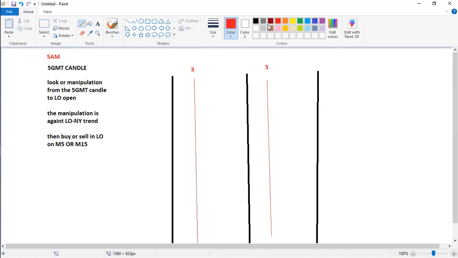So it can be something like this where price, this is the 5 GMT candle, right? Maybe price was moving here in Asia, moving here. At 5 a.m., price moves up until London Open, then price breaks structure, and then now price starts to move down until New York. So you can be looking for entry here, maybe something here like this. I'll show you the examples in just a few minutes.